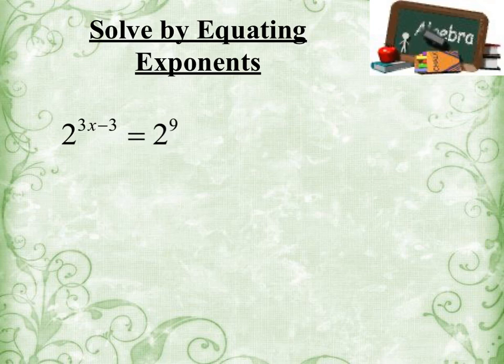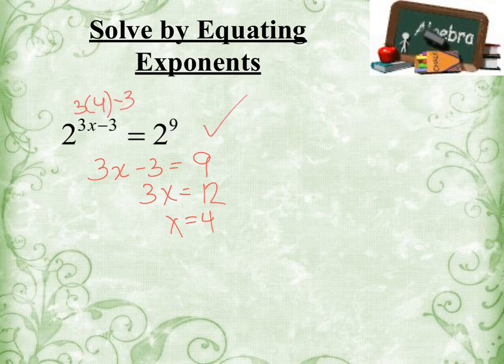Solving by equating the exponents. So here I have the same base of 2. If the bases are 2, 2 to the something equals 2 to the something, those somethings must be equal to each other. So we just write the exponents equal and solve. It is a solving, so you can always check your work. So you can plug back in the 4, and 12 minus 3 is 9, and that one works.